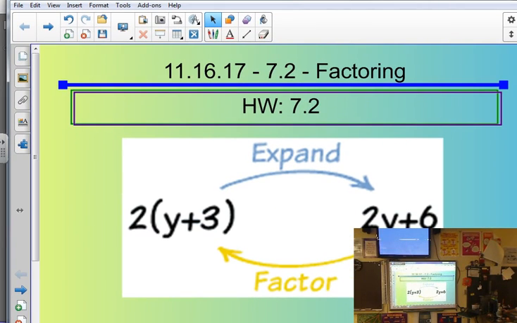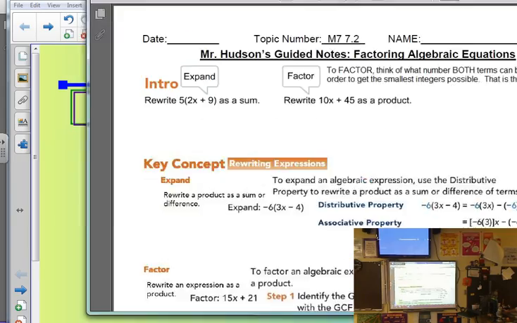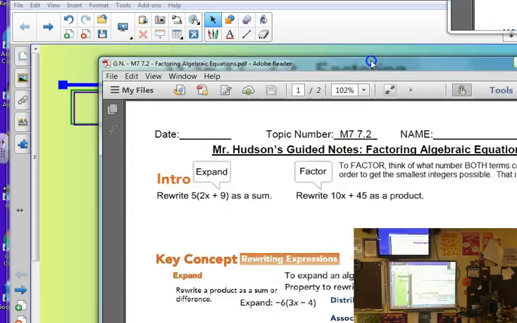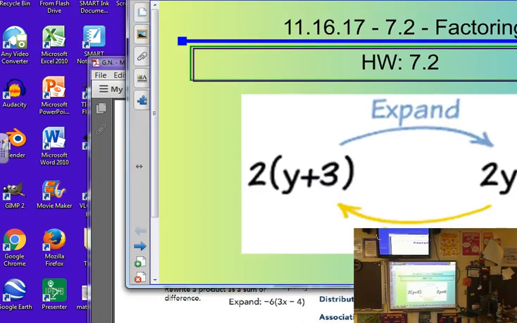So we've got expand going this direction, factor going this direction. The first thing to understand about factoring is that it's just the opposite of expanding.